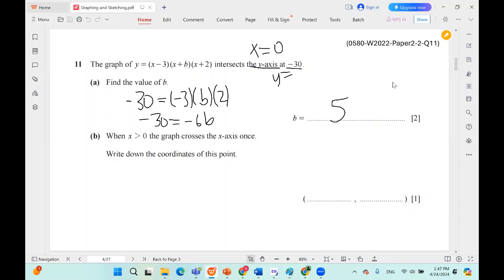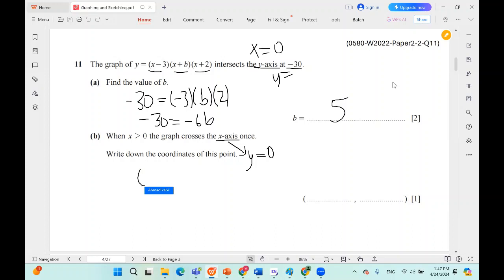When x is greater than 0, the graph crosses the x-axis once. Write down the coordinates of this point. So again, x-axis here means y equals 0. So we want to know when y is 0. Since we have 3 brackets multiplied by each other, any value that makes one of these brackets 0 makes the y 0 as well.